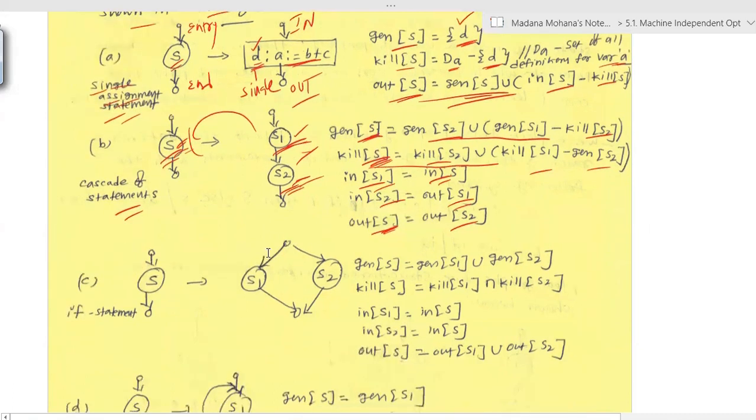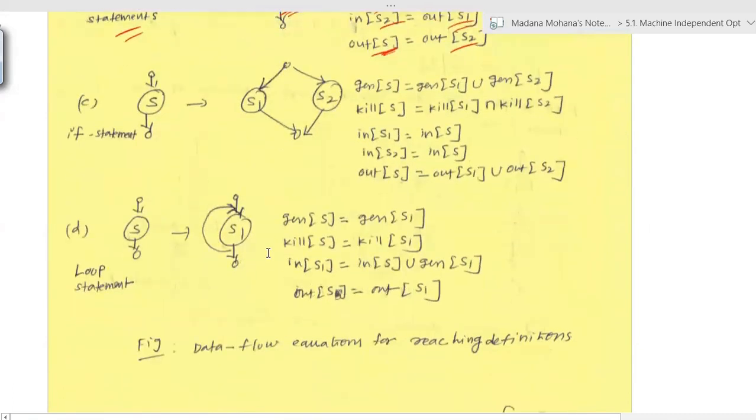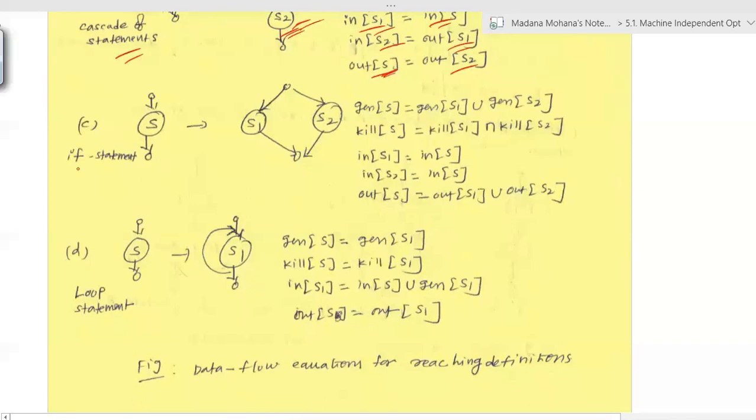Then the if then else statement. The statement is of the form: if expression, statement 1, otherwise statement 2. For this, the gen of S equal to gen of S1 union gen of S2, by taking union of these two. Then kill of S equal to kill of S1 intersection kill of S2. You can find the intersection of both.